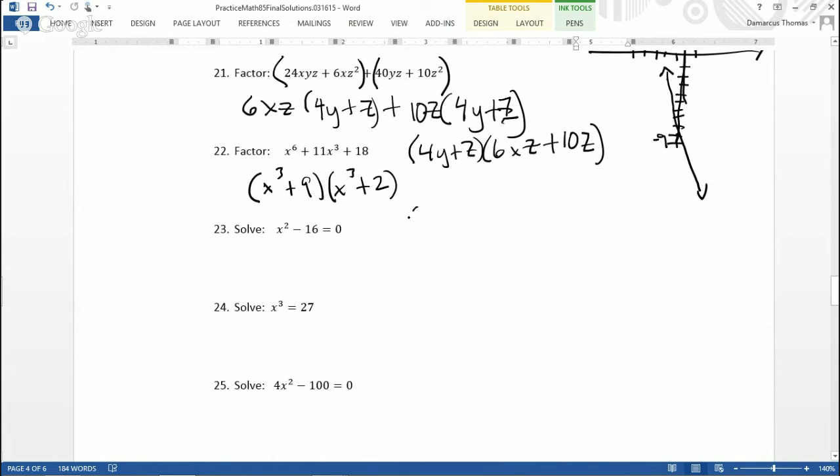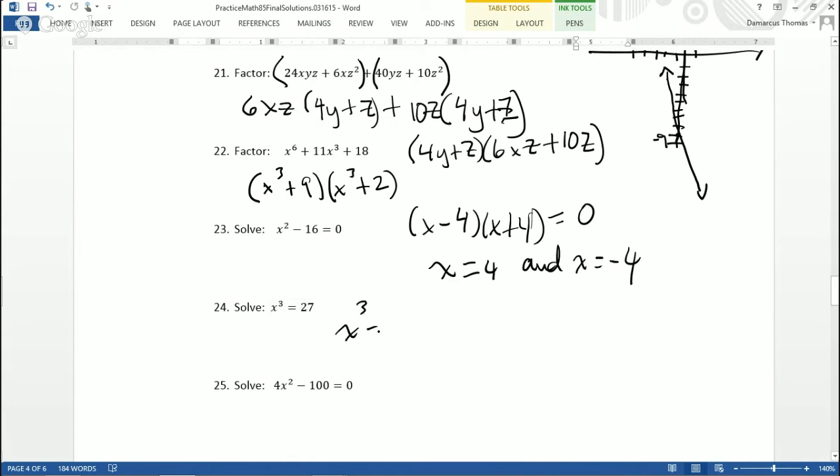Solve. Factor that. That's a difference of 2 squares. A difference of 2 squares. X is 4 and -4. This one we will omit. It's a difference of 2 cubes.